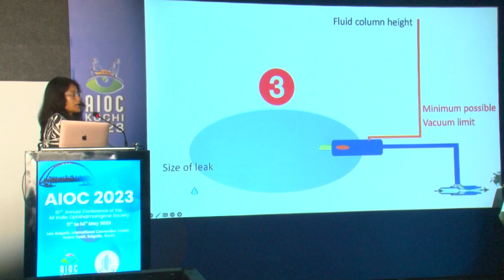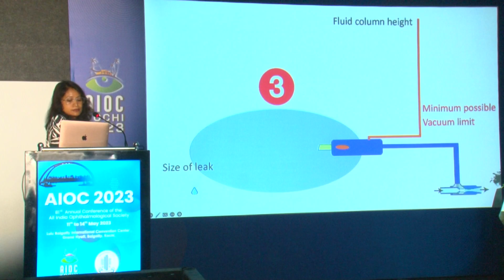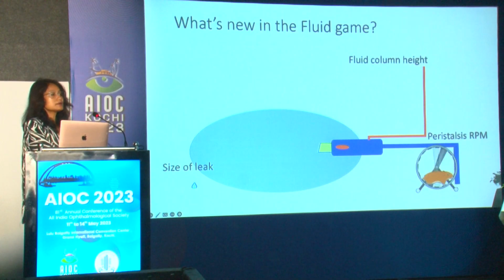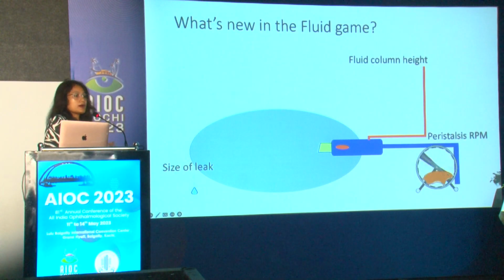But in Venturi, as we don't have any RPM, it's the vacuum limit which we take into consideration. The vacuum limit is something which prevents the vacuum from rising beyond a preset level, because if there is more vacuum, there is more chance of fluctuation rise, especially after a sudden occlusion break. So these are the modifications which we can do to maintain the stability of the anterior chamber.